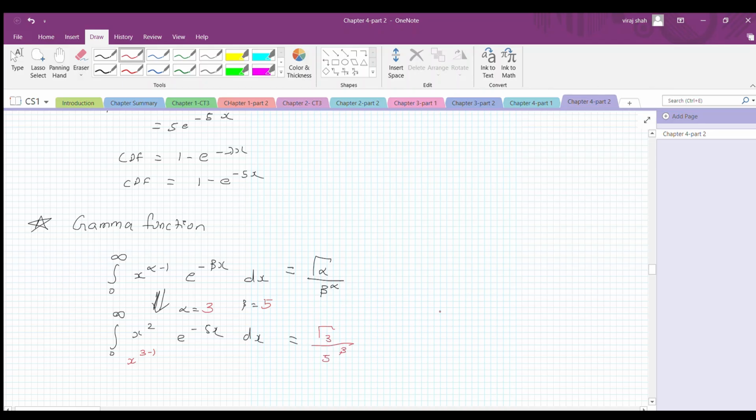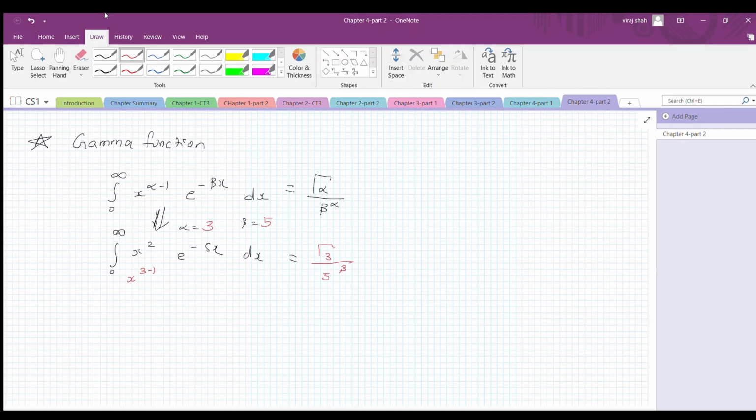What is gamma of something? How do you calculate it? You must be unfamiliar with these terms, right? But I can say that gamma of any number, so let my number be a, is nothing but a minus 1 factorial. So here it would be nothing but 3 minus 1 factorial, which is nothing but 2 factorial. Okay, 2 factorial upon 5 raised to 3.